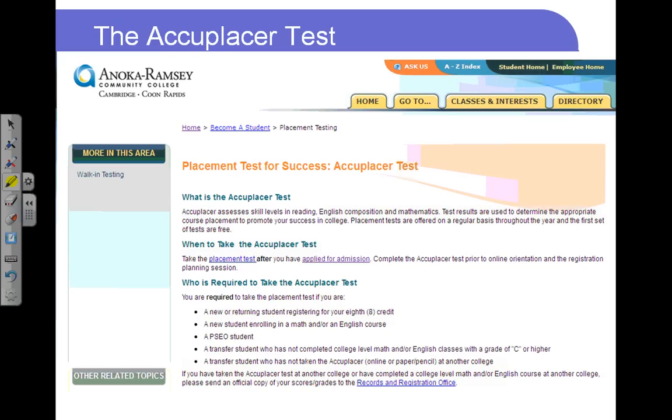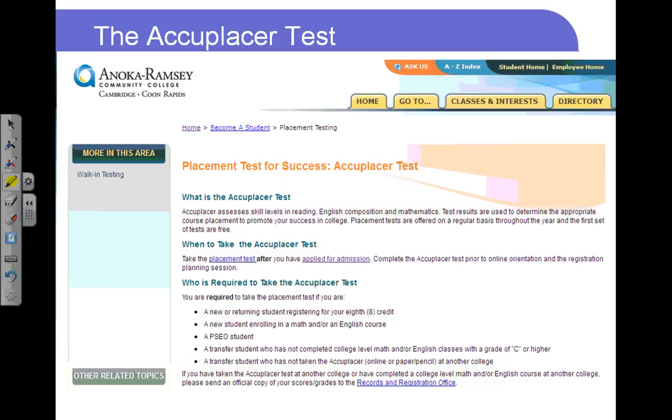The next kind of test would be the Accuplacer test. Here we have a slide from the Anoka-Ramsey website, which tells us what the Accuplacer test is. Accuplacer assesses skill levels in reading, English composition, and mathematics. Test results are used to determine the appropriate course placement to promote your success in college. One of the reasons that you would take this is they determine whether you need remedial work before you're ready to do college work.